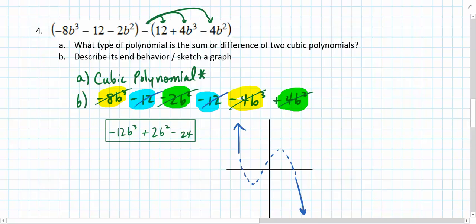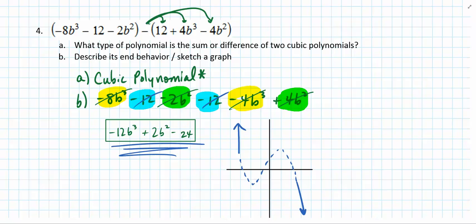Now, in part B below, I went ahead and distributed the negative sign to each of these 3 terms. So that turned into a negative 12, negative 4b cubed, and then a positive 4b squared because of the distribution of the negative sign. With all 6 of those terms laid out, we now have a series of terms that can be added or subtracted together, and our end result is something that looks like this.